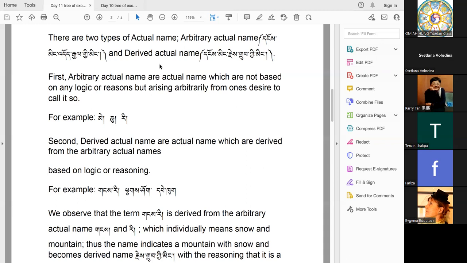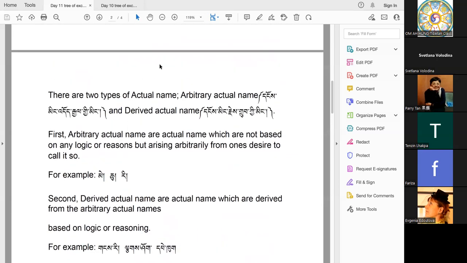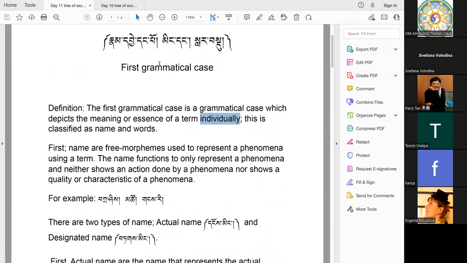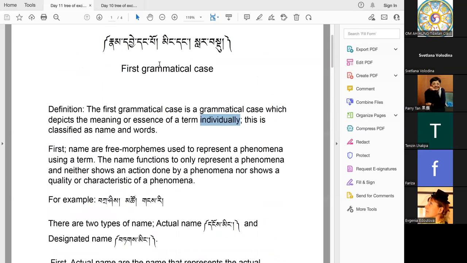Thank you, Genla. And the second question is, you did mention when we started with the definition of the first grammatical case, you said this doesn't talk about any quality or characteristics or action of an object, and it is only the name of the phenomena. Now, then again, for the first grammatical case, we also have words, right?